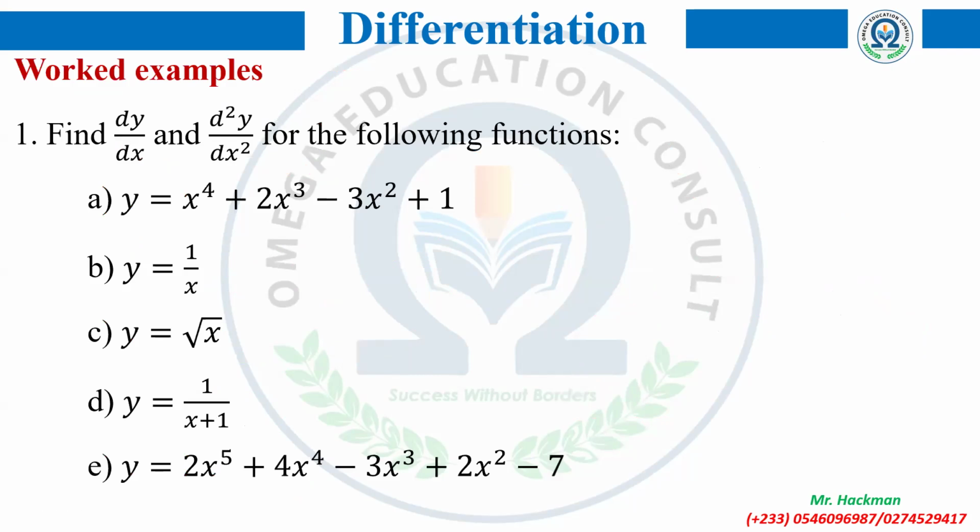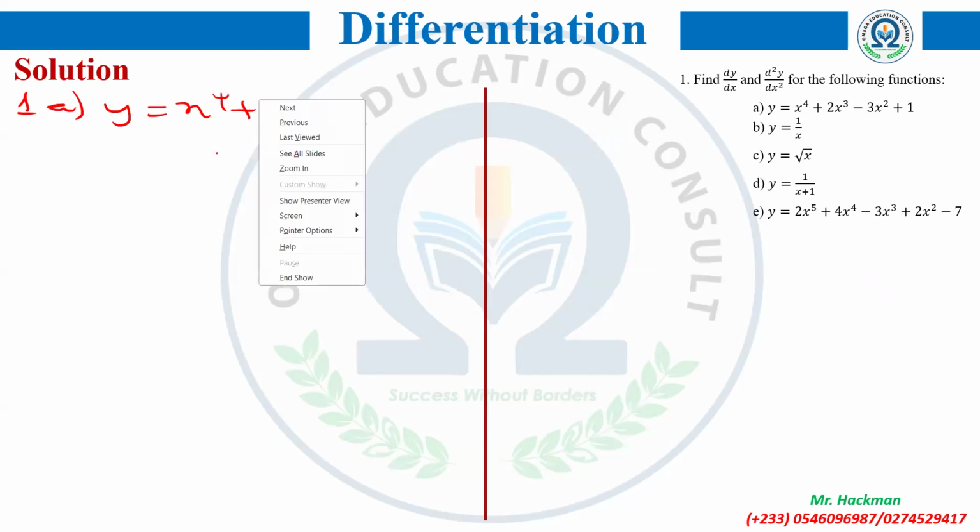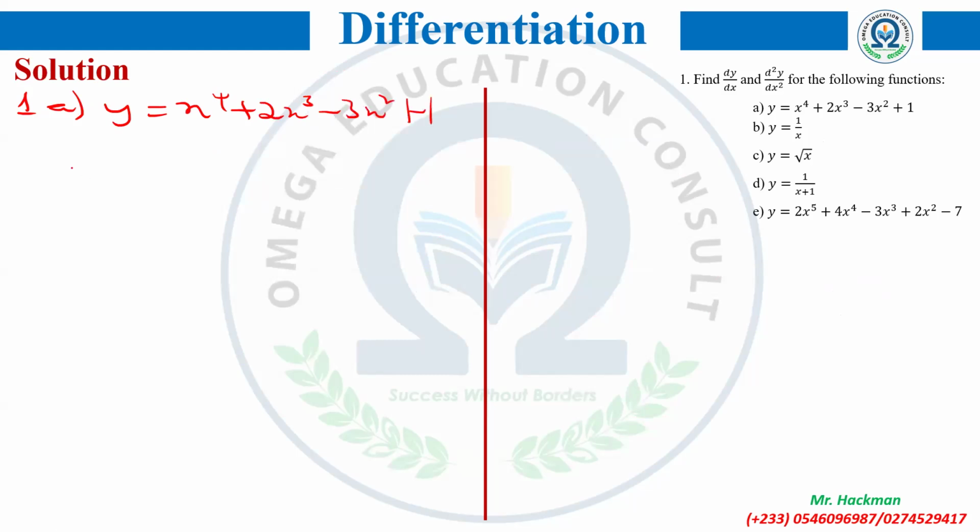If you get the first derivative, it's a second derivative, I'm okay, because usually we don't go beyond the second. So we are going to get the solution to question 1A. What are we given? y is equal to x to the power 4 plus 2x cubed minus 3x squared plus 1. You are asked to find dy/dx and d squared y.